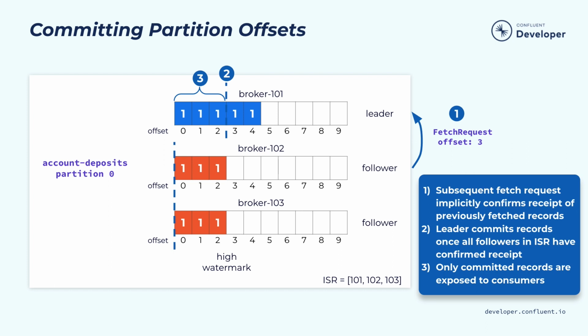The way we model committed records is through this concept called high watermark. It marks the offset before which all the records are considered as committed. In this case, we advance the high watermark on the leader to offset 3 after the fetch requests have gone through at offset 3. All the records up to the high watermark are exposed to the consumer.